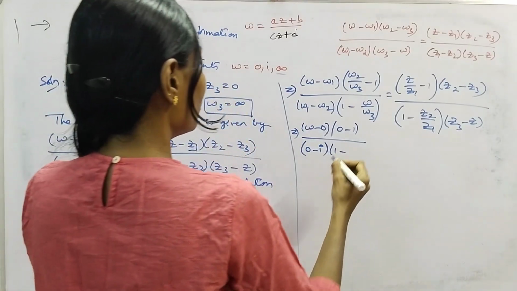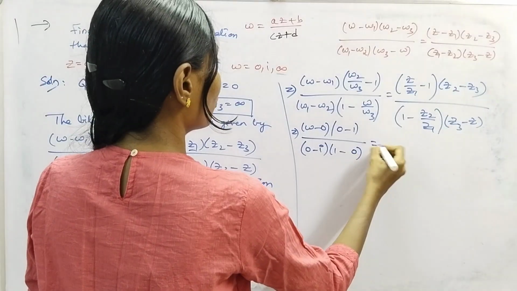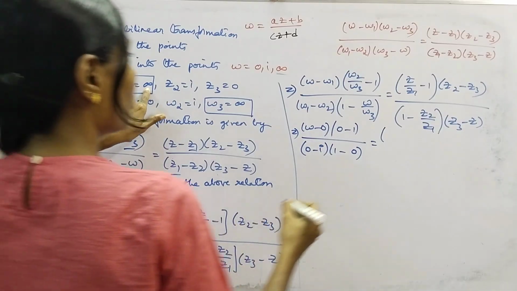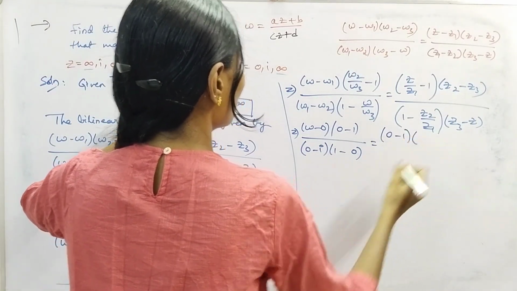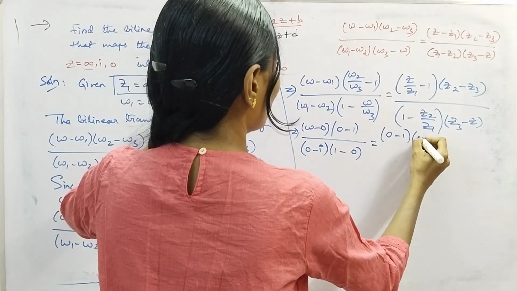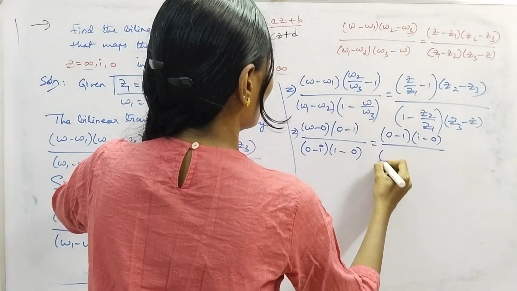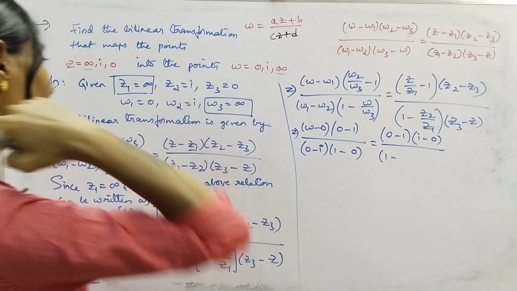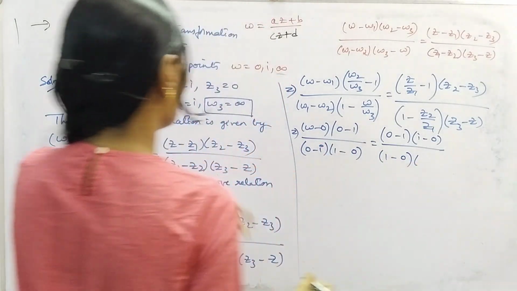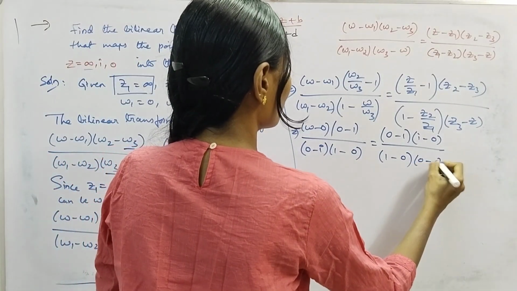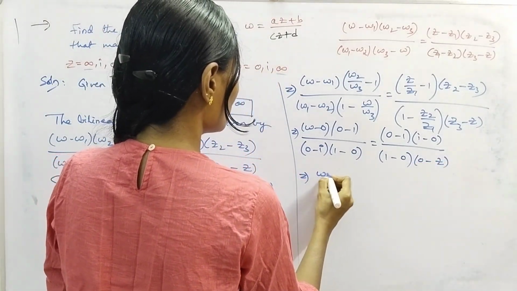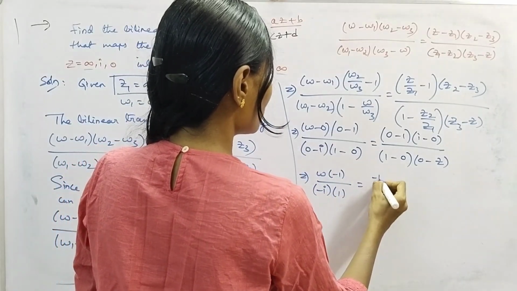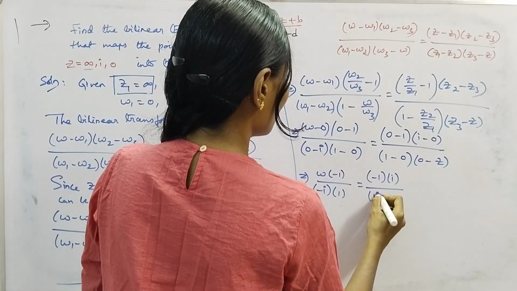ω by ω3 is ω by infinity, which is 0, equal to z by z1. z1 is infinity, so z by z1, z by infinity is 0, minus 1 into z2. i by infinity is 0, into z3 is 0, minus z, right? This gives us ω minus 0 ω into minus 1 by minus i into 1 equal to minus 1 into i by 1 into minus z.